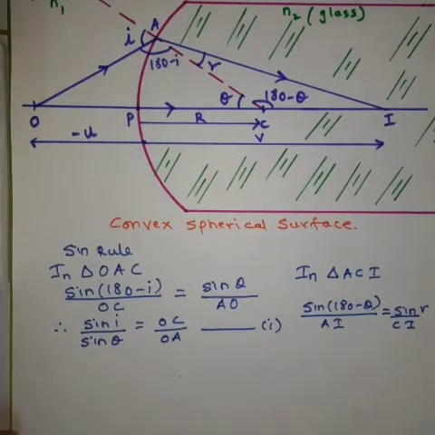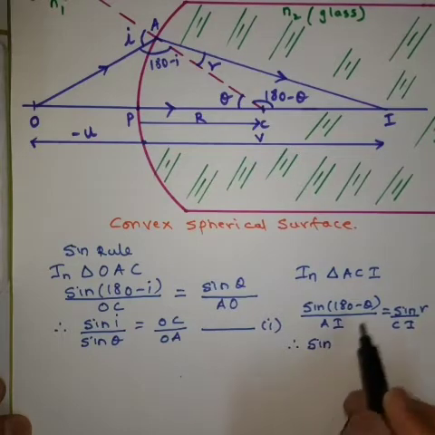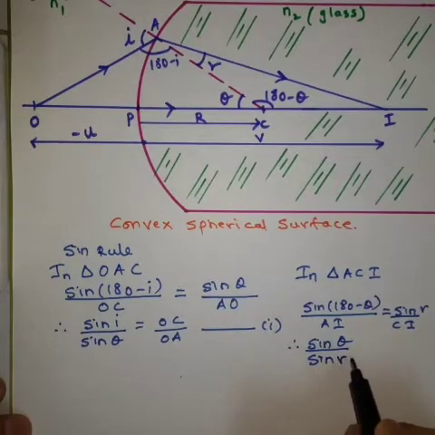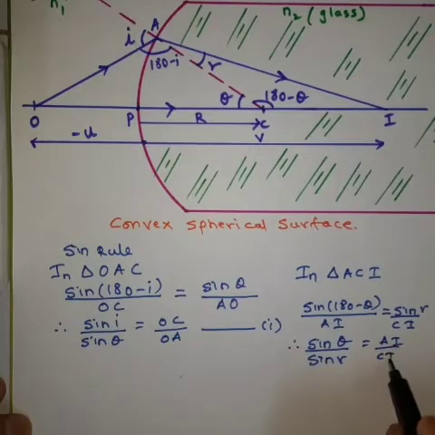So is this much clear? Therefore I can write this as sine of 180 minus theta, which is sine theta, upon sine R equals AI upon CI. Let's say that this is equation number 2.